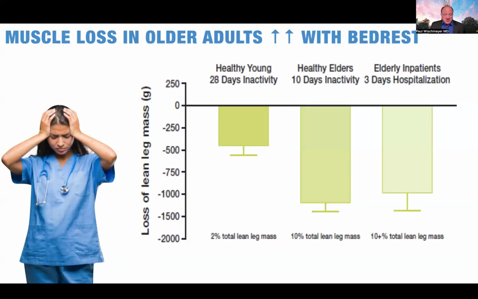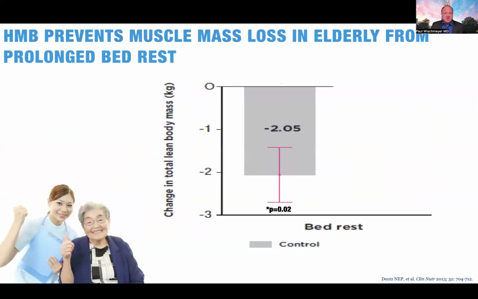Now, HMB has been studied and looked at for its effects on this. And this was a study done by Nick Deutz, who's an outstanding physiologist. Actually, Krista and I are doing research with him on her R01 that she's submitting. He does muscle tracer and muscle physiology at the highest level. And so he studied bed-rested elderly patients, and he found if you don't take HMB, if you take a control, you lose significant amounts of lean body mass, 2 kilos, in fact, which is a lot for an elderly person. If you did take HMB, you lost virtually none.